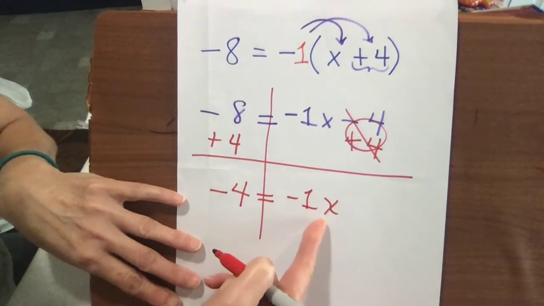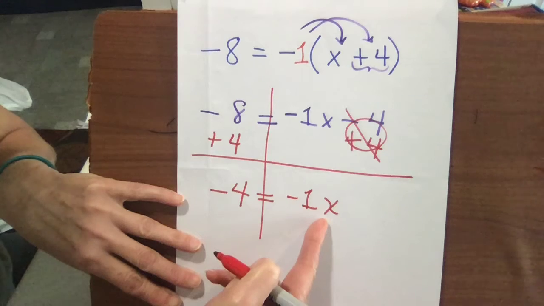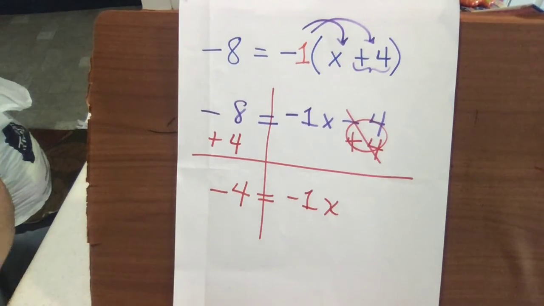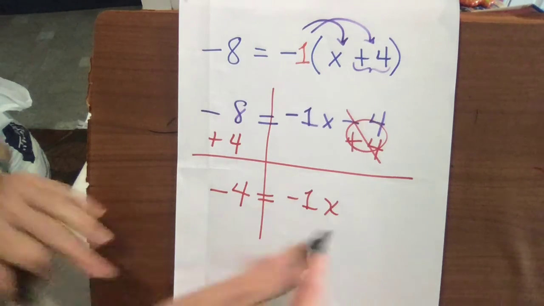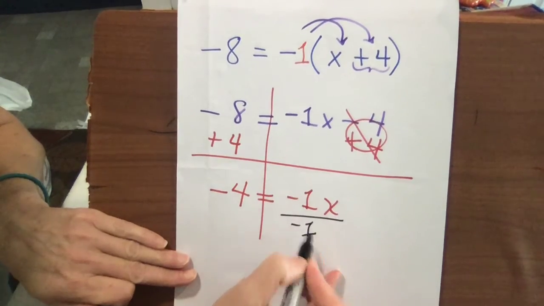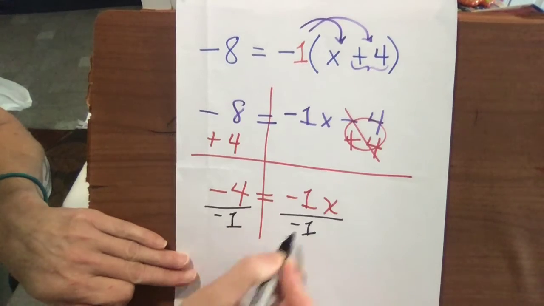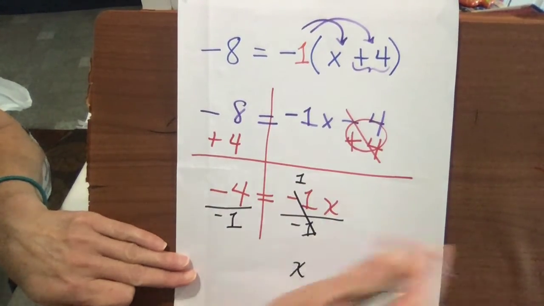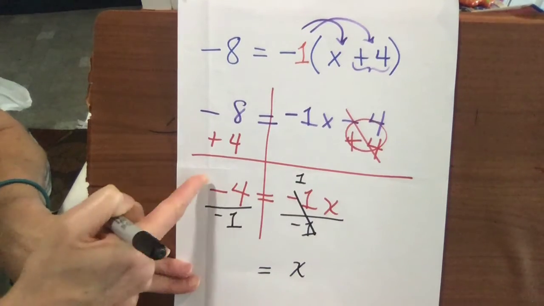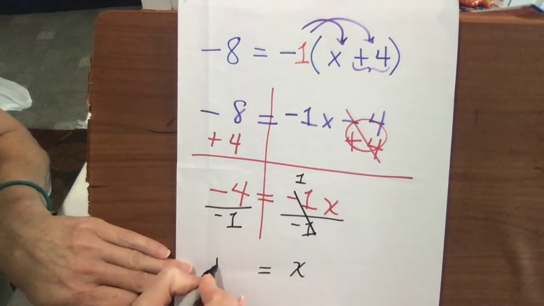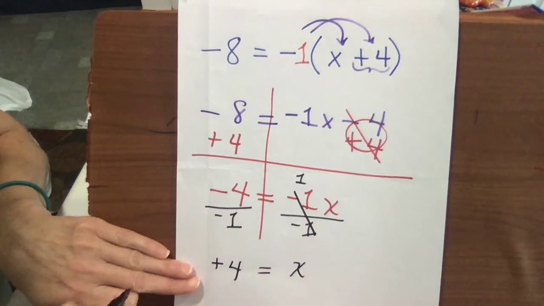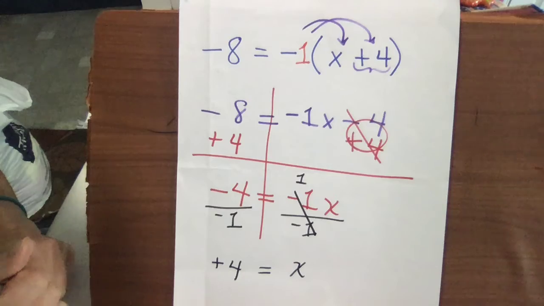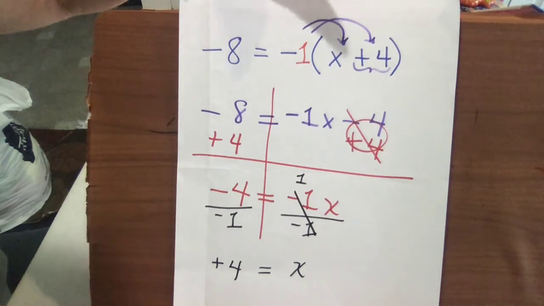And so now we got to solve for x, not -x. So there's a -1 that's being multiplied by x, so we are going to divide out that -1 on each side. Anything divided by itself is 1, so that leaves us with x on the right-hand side. And -4 divided by a -1 is a positive answer, and it's +4. Okay, and that is the same thing as x equals 4, and that would be your final answer.